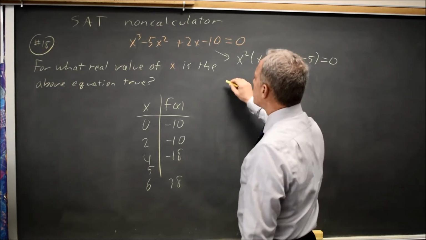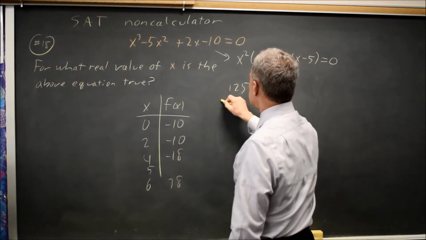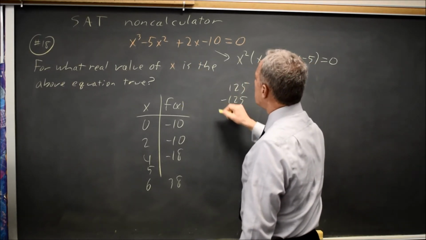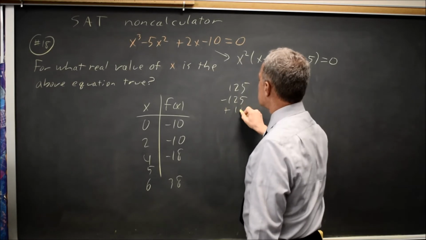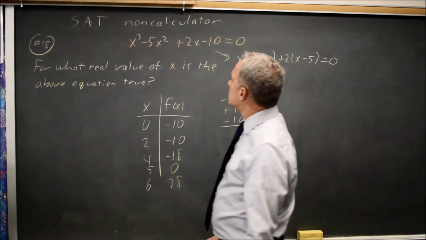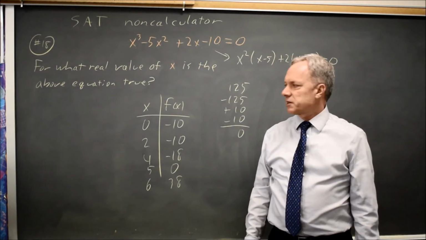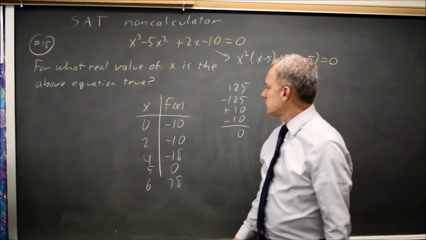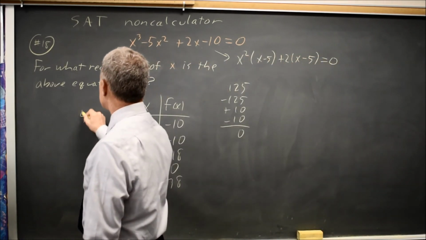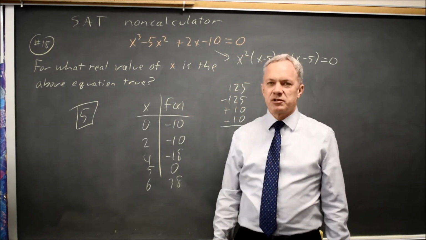At 5, 5 cubed is 125, minus 5 times 5 squared, which is also 125. And then 2 times 5 is 10, minus 10, so that is 0. So the expression on the left is equal to 0 when x equals 5, which is the same answer I got by factoring by grouping. Either way, x equals 5 is the solution.